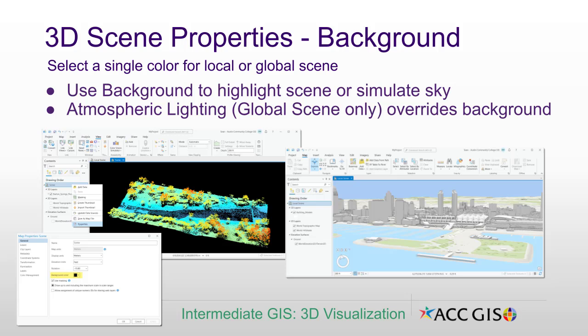In the scene on the right, I've set the background to a light blue to simulate the sky and highlight that line between where my models are and the sky above it. Now, the background setting does an okay job of simulating the sky, but there's another setting we'll talk about in just a minute called atmospheric lighting that does a much better job of recreating the sky, but that's only available for global scenes. And when you set that, it overrides the background setting that you might have set in the general settings for your scene.